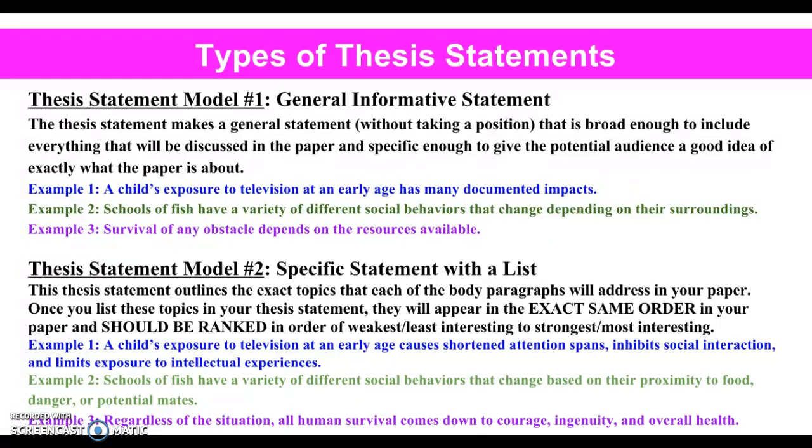The second thesis statement is a specific statement with a list. A thesis statement like this actually outlines the exact topics that will be in each portion of your paper or your project. Once you list these topics in your thesis statement, though, they have to appear in that exact same order in your paper or your presentation. And they should be ranked in order of weakest and least interesting to strongest and most interesting. Pause the video now to read the examples listed below.